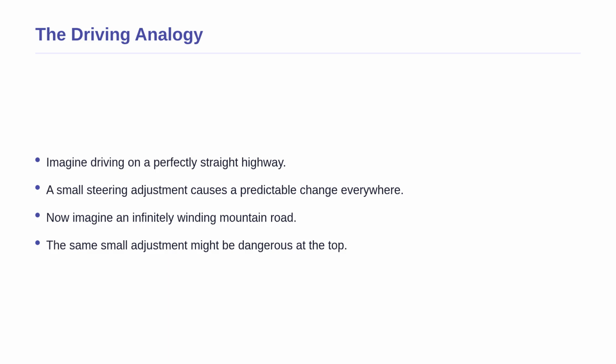But now, imagine driving up an infinitely winding mountain road. At the bottom, that same small turn keeps you safe. But at the very top, where turns are sharper, it might send you off a cliff. Regular continuity just means the road has no missing bridges. Uniform continuity is like the straight highway. One safe steering rule works everywhere.